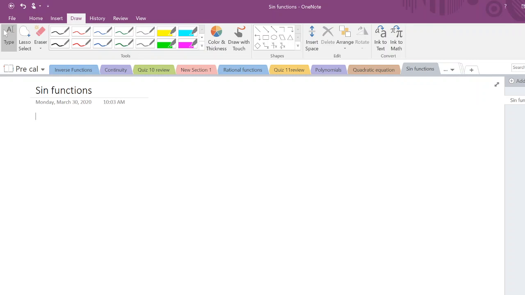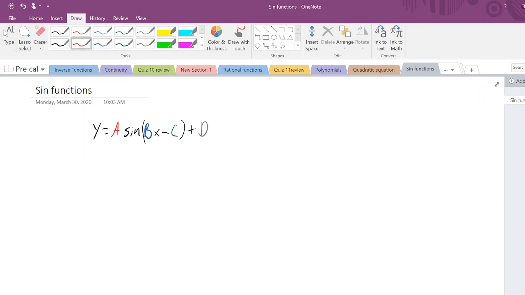Alright, so this is how a sine function is written. It's written as y equals a sine, bx minus c, in parentheses, plus d. Today we're just focusing on the things that are outside the parentheses. We're going to be focusing on A and D.